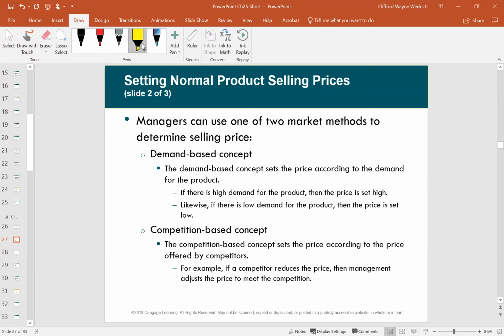We can look at the demand-based concept. That's where they set the price according to the demand for the product. If there's high demand for the product, the price goes up. If there's low demand, we lower it. Then there's a competitor base, and the competition base sets the price according to the price offered by its competitors.